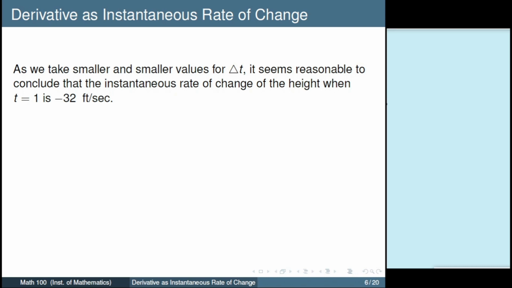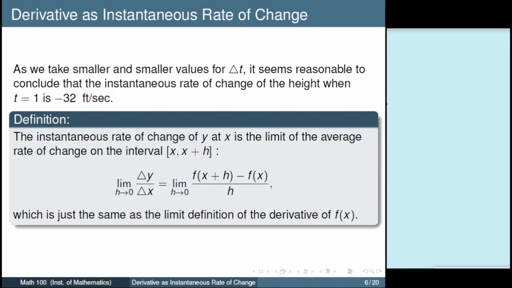Okay? And now, we have the definition of the instantaneous rate of change, which is just the limit of the average rate of change. So this is the average rate of change, and you just take the limit as h approaches 0, meaning you're making the interval smaller and smaller as we have illustrated earlier. And this expression should look very familiar to you.